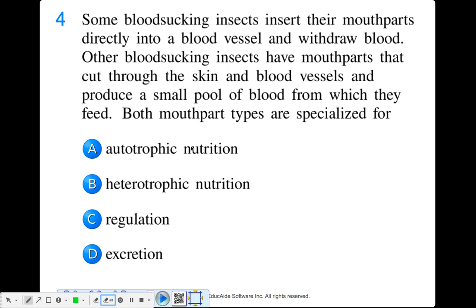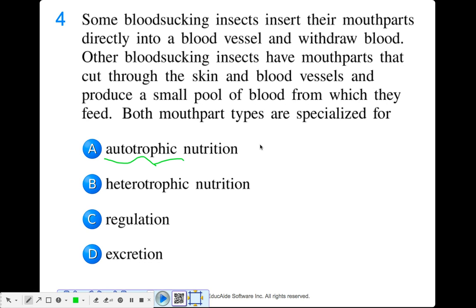All right, some blood-sucking insects insert their mouth parts directly into a blood vessel and withdraw blood. Other blood-sucking insects have mouth parts that cut through the skin and the blood vessels and produce a small pool of blood from which they feed. Both are gross. Just kidding, it's just science, right? But both mouth parts are specialized for autotrophic nutrition.